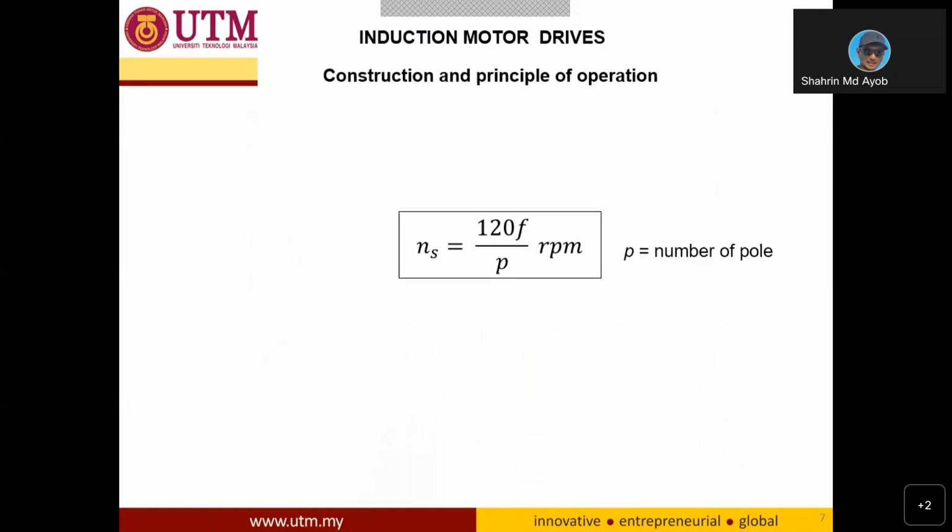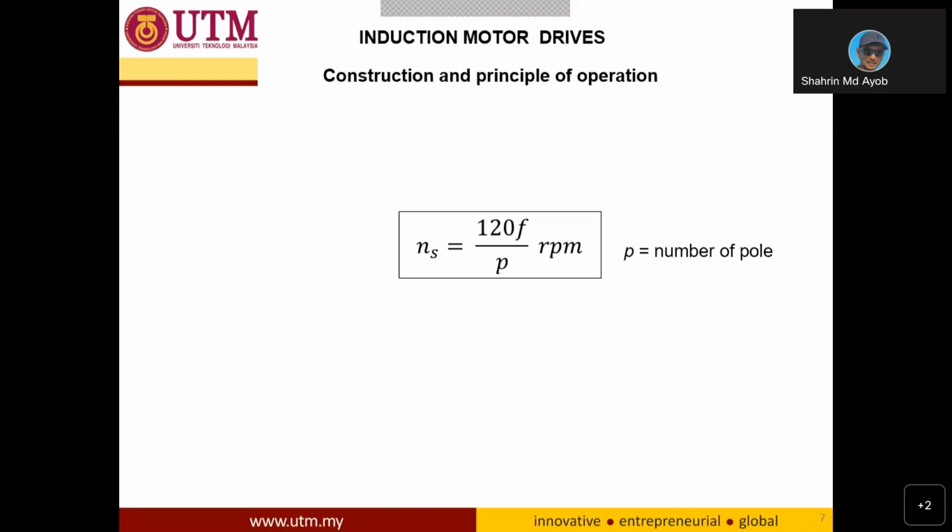In the machine lab, I always ask the students under my supervision, what is the synchronous speed? Can it be measured? It cannot. Because it cannot be measured, it can only be calculated. It is the rotation of the magnetic flux, rotating at the stator. So the speed can be computed based on this equation.